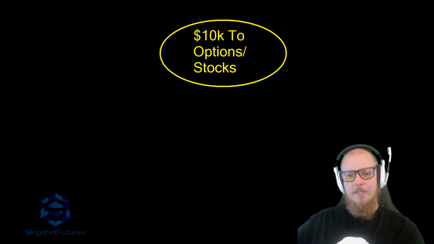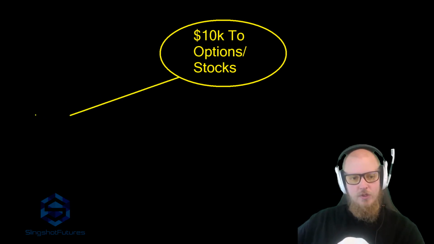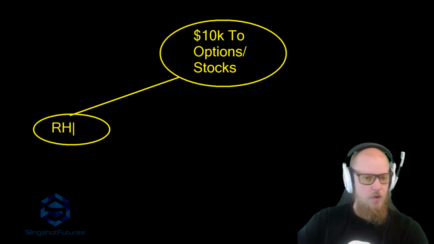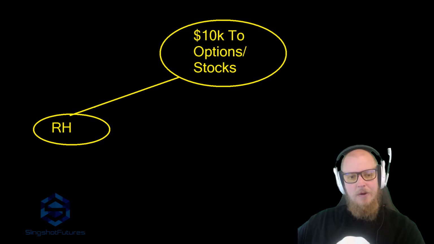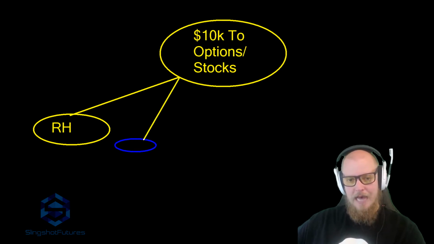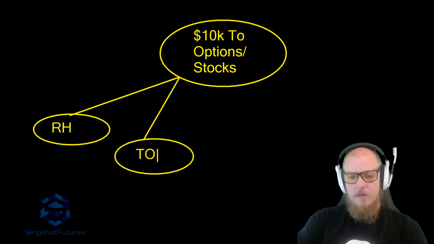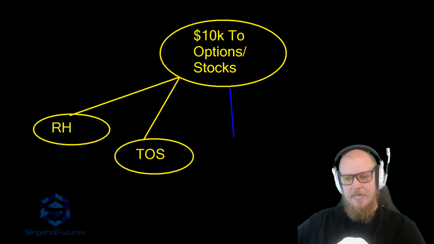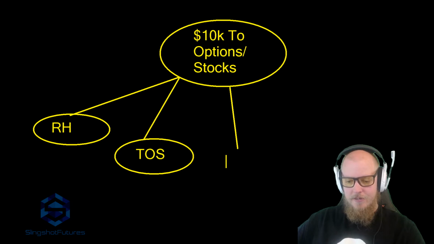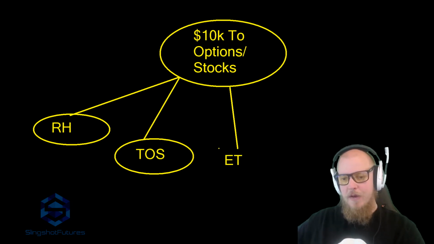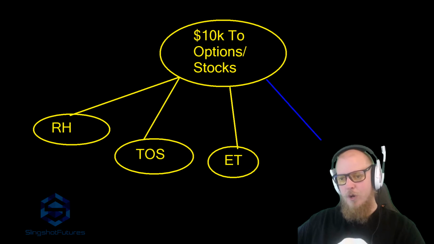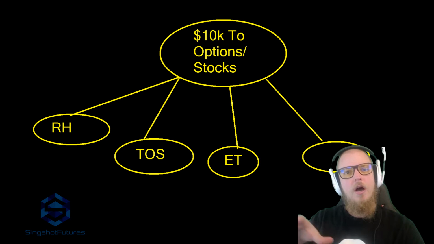So we could take this $10,000 and move, let's say, $2,000 over to Robinhood, RH. So you've got a $2,000 account over at Robinhood, another $2,000 account over at Thinkorswim, and another $2,000 account at E-Trade. You get the idea, right? You're basically just splitting up the amount of money that you have across all these different brokerages, because PDTs are not per person, it is per account.